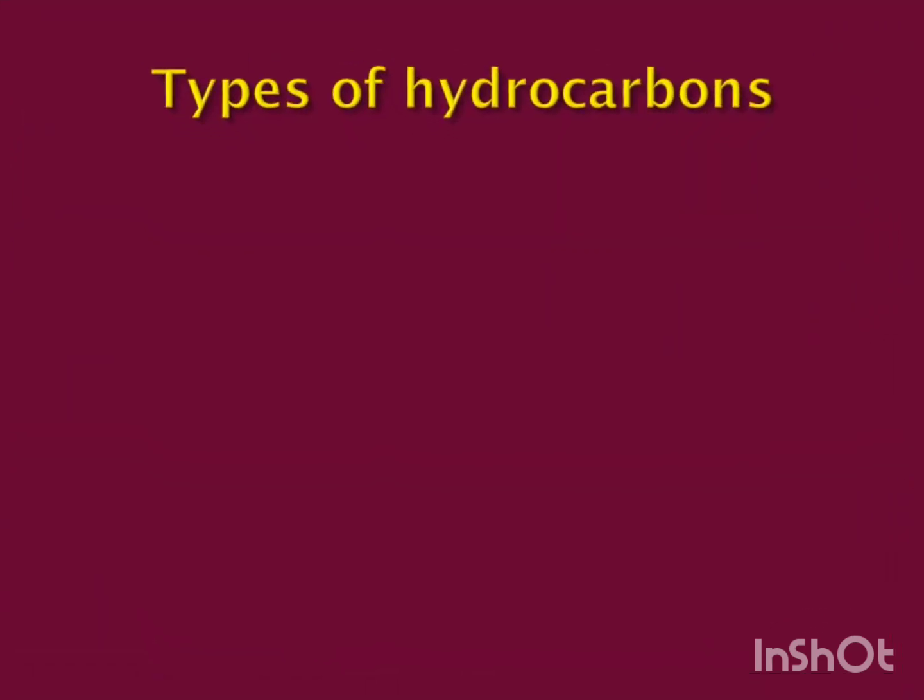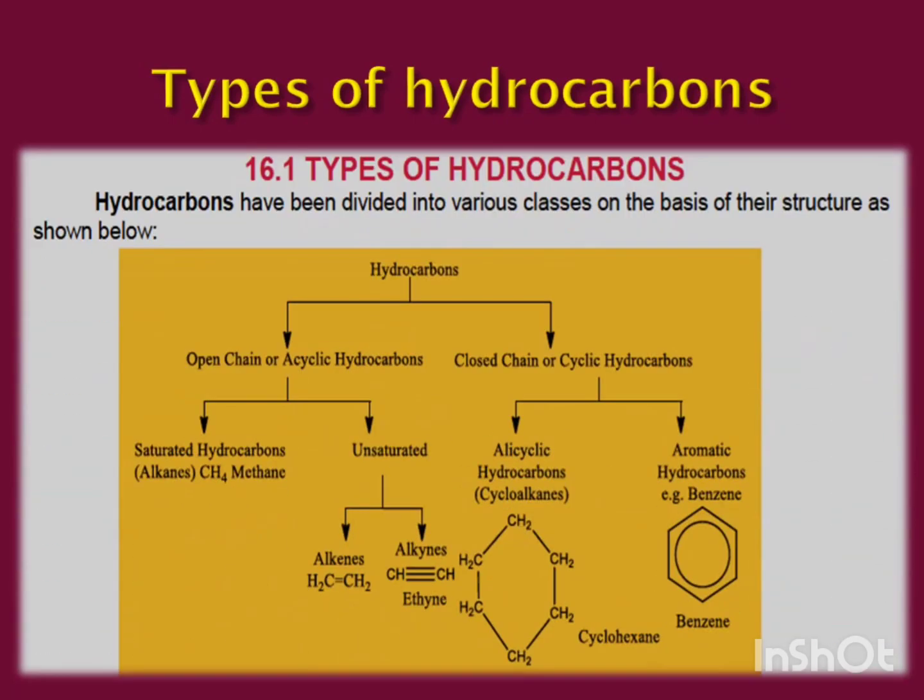As there is a wide variety of hydrocarbons, there must be a classification of these hydrocarbons to make the studies easier. Here's the classification of hydrocarbons, which are divided into various classes on the basis of their structures. So the hydrocarbons are first of all classified as open chain or acyclic hydrocarbons and closed chain or cyclic hydrocarbons. Acyclic means without having a cyclic structure.